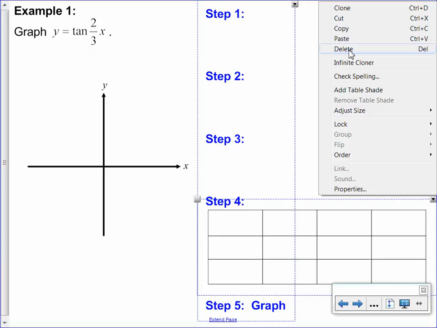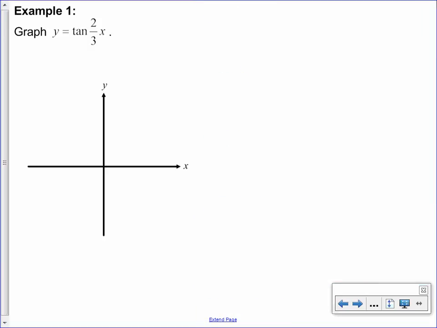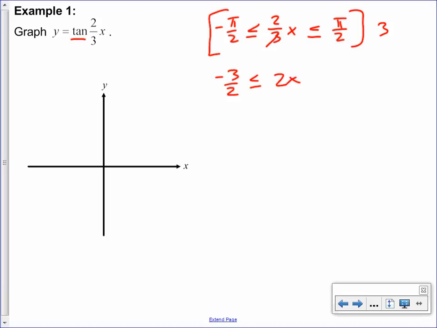Okay. So here we go. We're doing tangent, right? Since we're doing tangent, then our 2/3x is going to be between negative pi over 2 to positive pi over 2. How do we get the x by itself? Yes, multiply everything by 3. So if we multiply everything by 3, it's going to cancel that 3. So you got negative 3 pi over 2, 2x, 3 pi over 2.